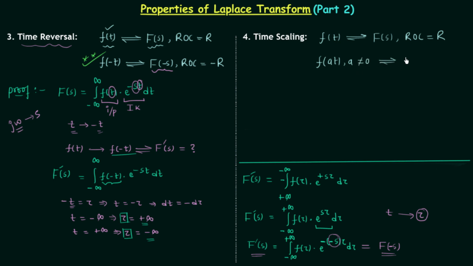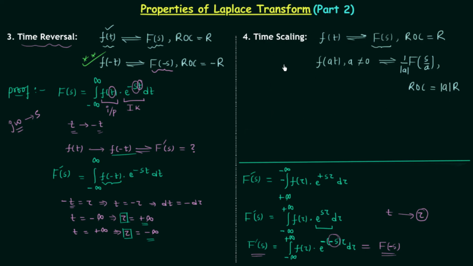In this case, we will have the Laplace transform, which is the modified version of this Laplace transform. We are having F(s) here, but in this case, we will have F(s over a) multiplied to 1 over mod a. And the region of convergence, which was R initially, will get multiplied by mod a.